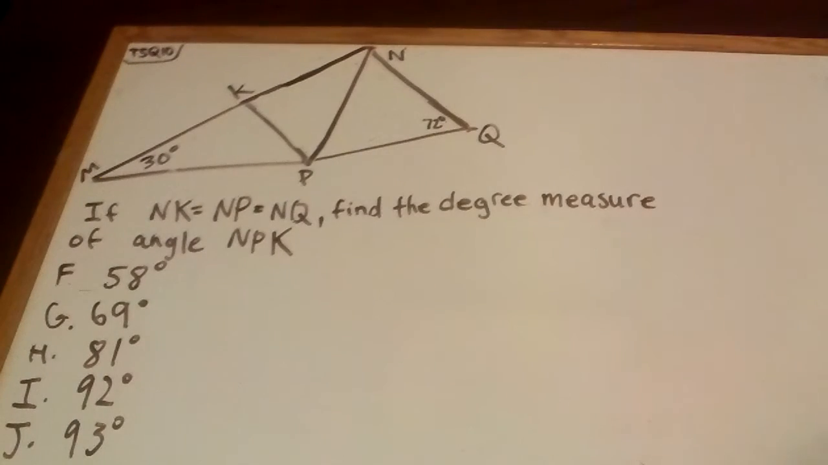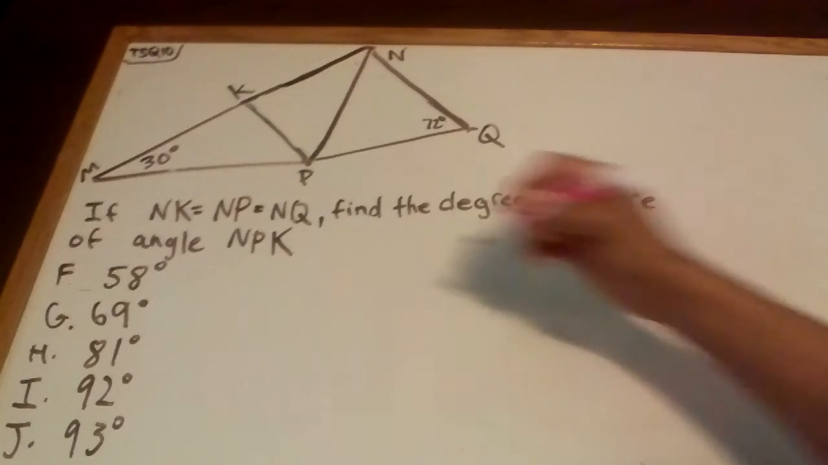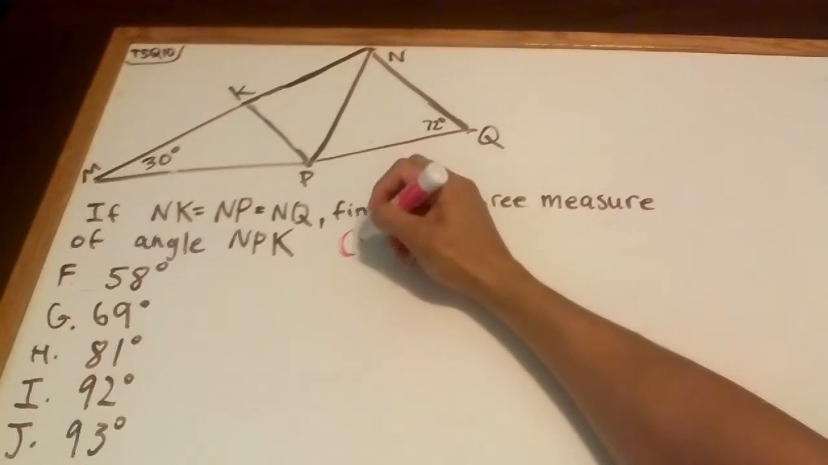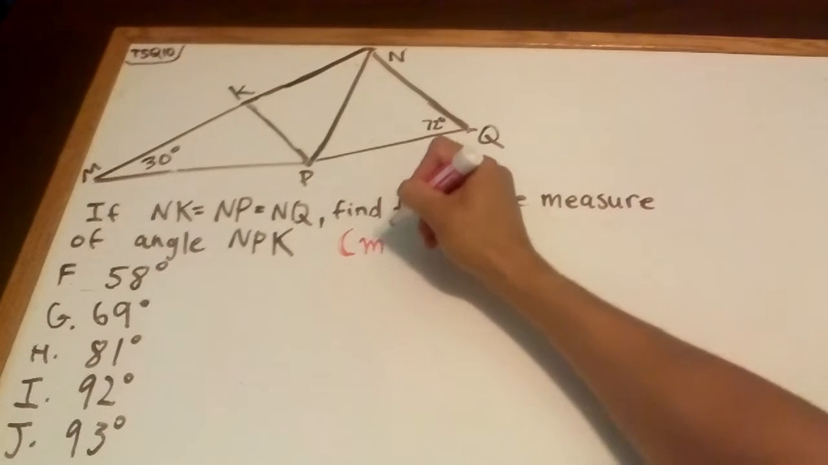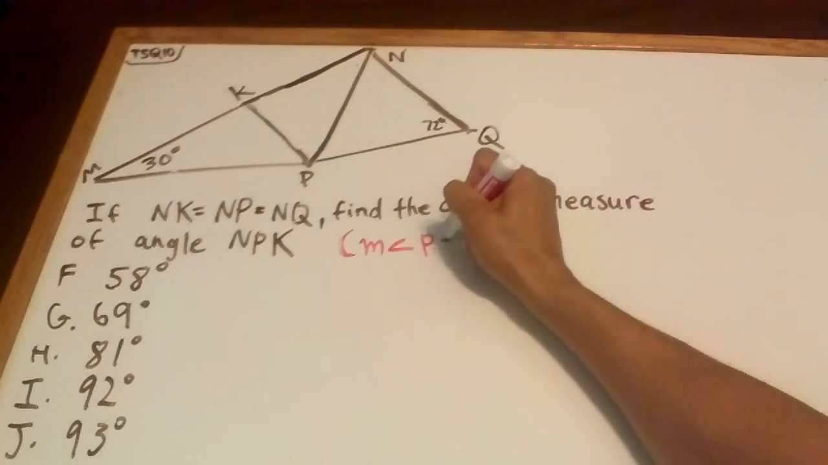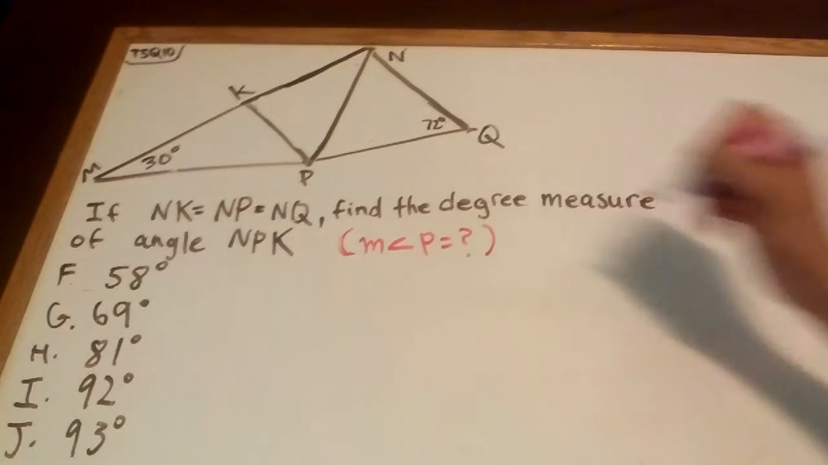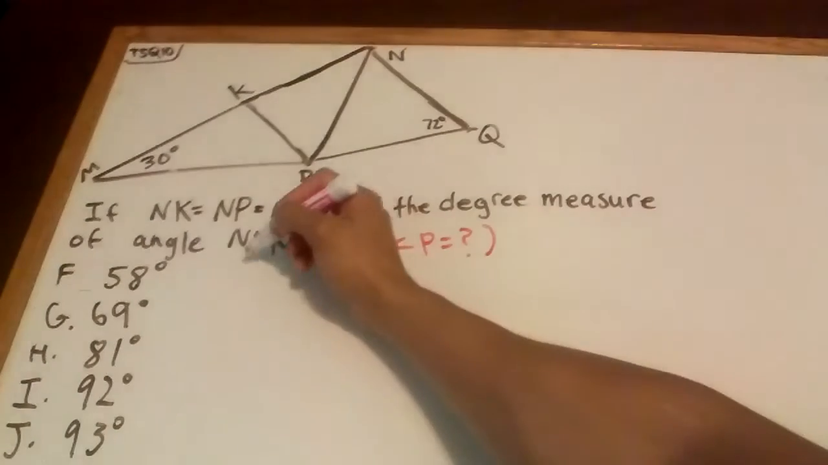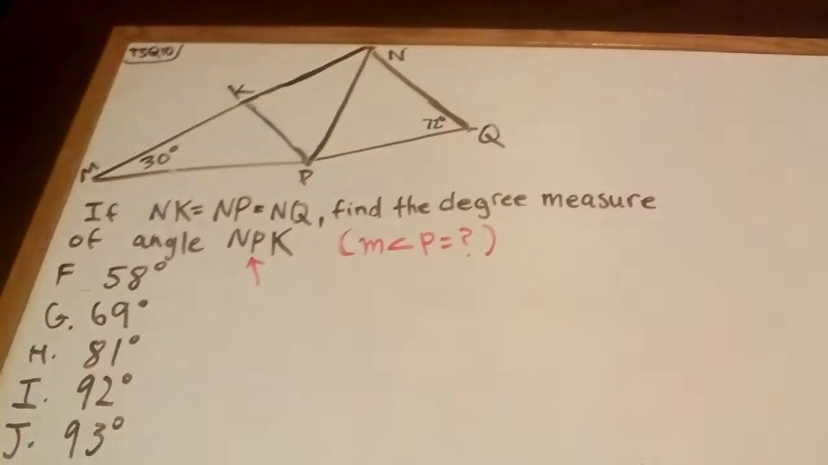So let's write that a way we're familiar with. They want to know this. This is how I would tell you this. They want to know the measure of angle P. And that's how I ask you this question. It's easy to know because P is the middle letter, and that's always the angle they're referring to.